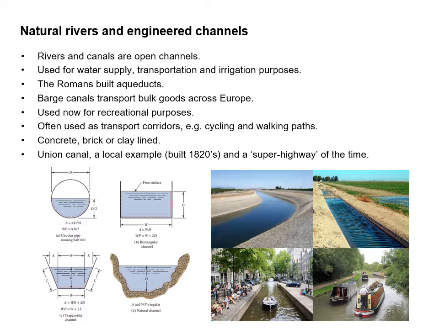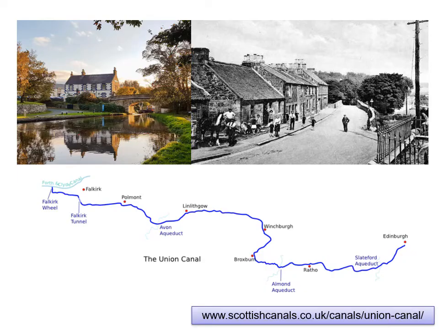They're constructed from a combination of concrete, brick or clay lined, and the Union Canal is a good example of a local engineered canal, and that was built around the 1820s, and when that was constructed it was considered a superhighway of the time. The Union Canal was conceived in 1793. It was surveyed and designed by civil engineer Hugh Baird in 1813, and then eventually opened to traffic in 1822 after about 4 years of construction.